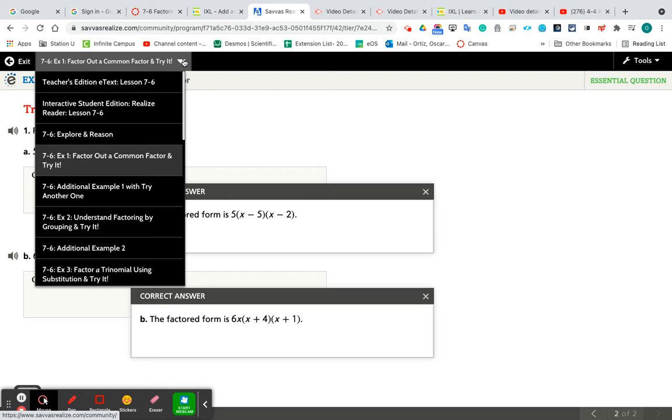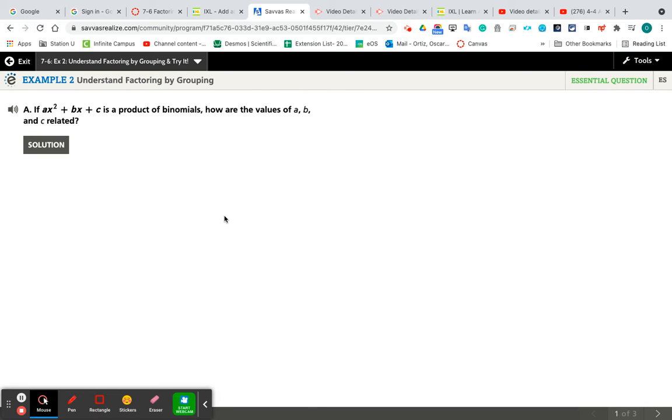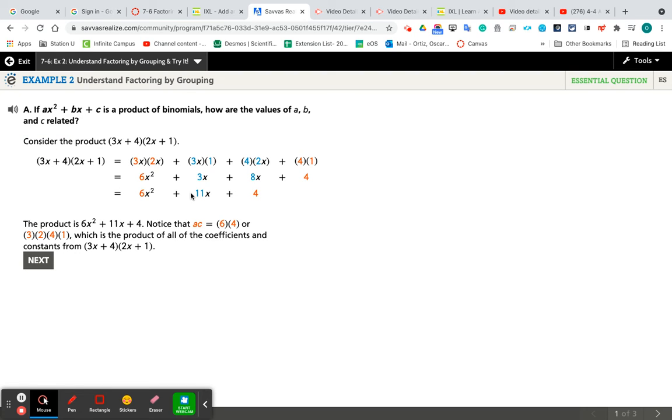All right, let's try now example 2. So first, we are going to analyze and understand factoring by grouping. Let's say that we have a trinomial in which there is a number different from 1, and we're going to write it as a product of two binomials. And we're looking for the values of a, b, and c. And we're trying to see how those are related.